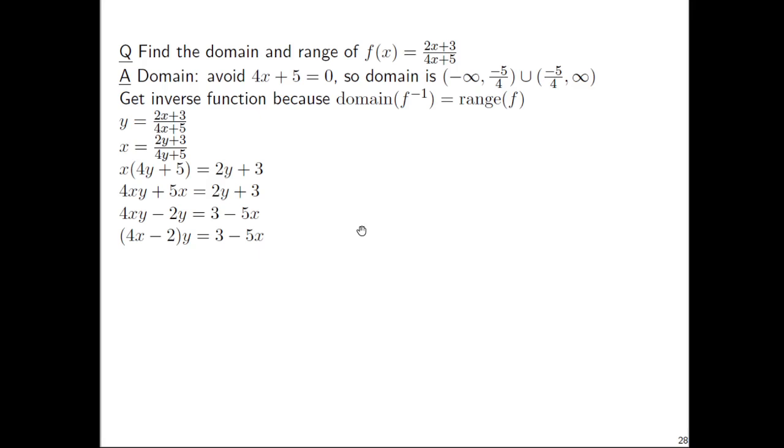One last step to solve for y: divide both sides by what's in parentheses. So you have y is equal to (3 minus 5x) over (4x minus 2). And then we can just rename that y here again as f inverse of x.